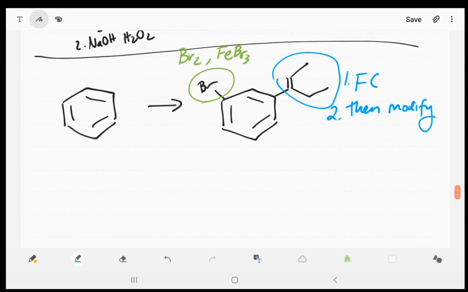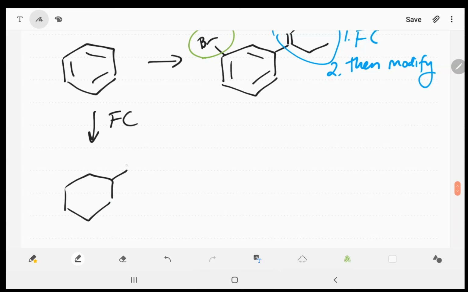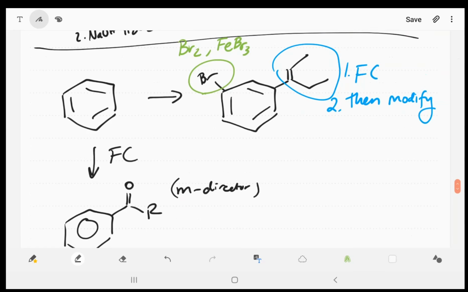So first things first, let's do a Friedel-Crafts reaction. Remember, Friedel-Crafts gives us a ketone, which is a meta director. All right, so what do we want to have as our R then? A methyl group. All right. So if we do this, we'll end up getting our product, right? Friedel-Crafts acylation.